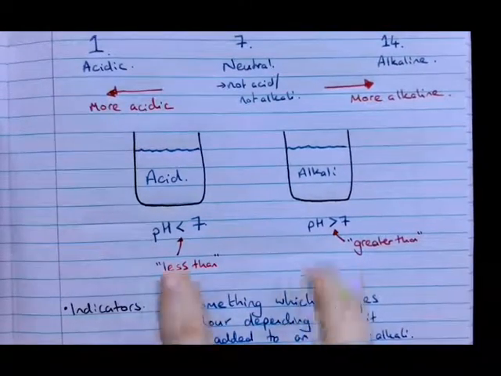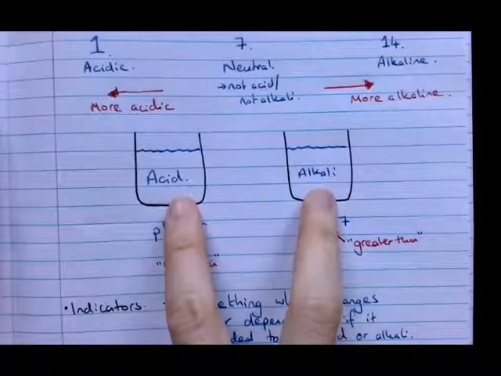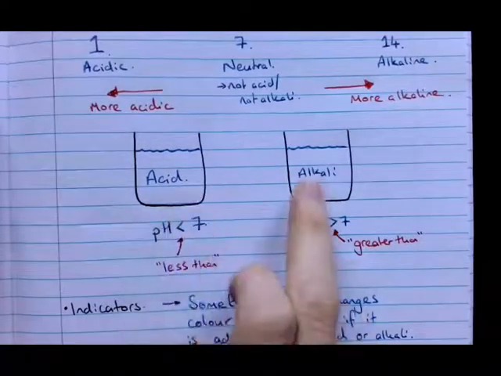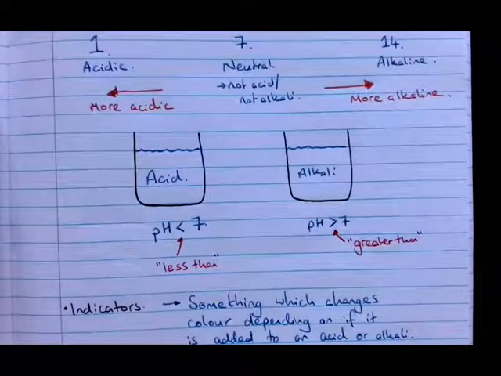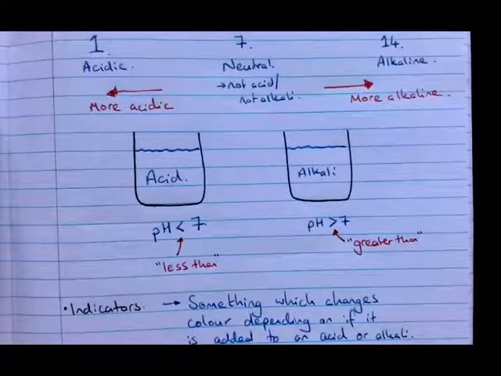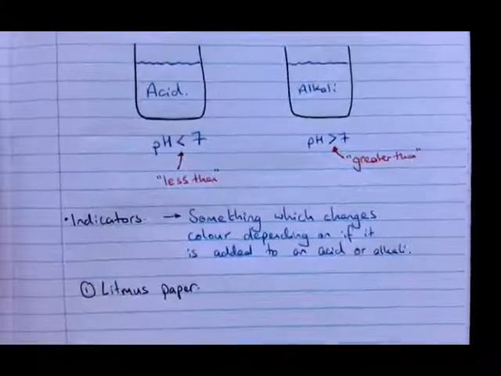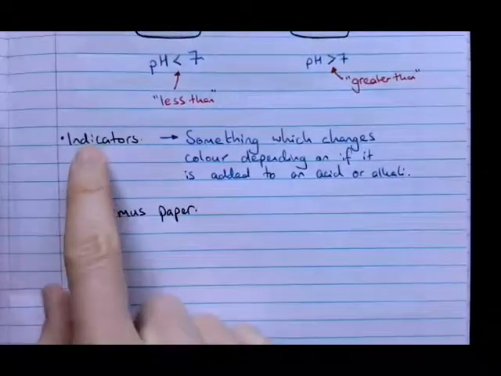Now in reality, if you've got two solutions, one of them's an acid and one of them's an alkali, if you just look at them you can't tell which one's which. They're both going to be clear solutions. So what we need is a way to test the solutions to work out if it's an acid or if it's an alkali. All right, and we can do that with something called an indicator.